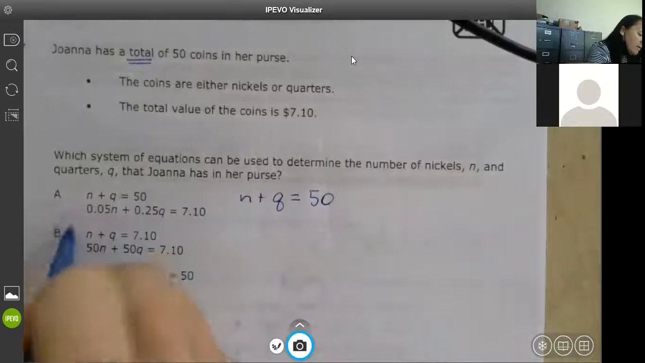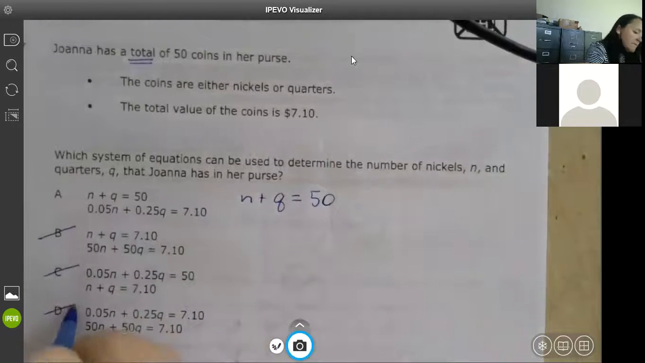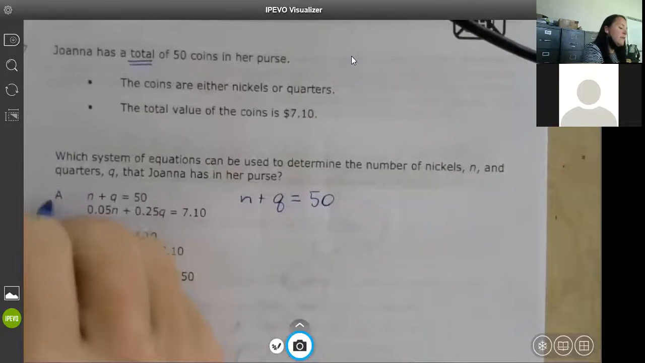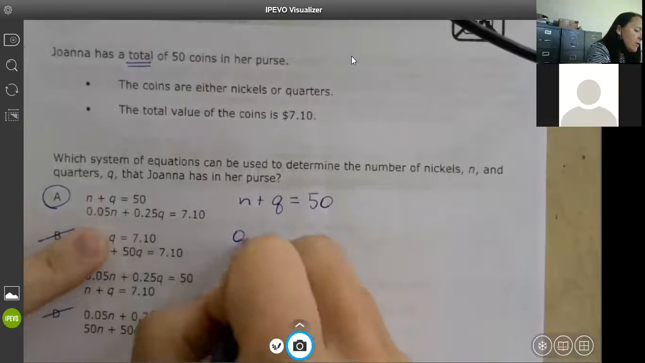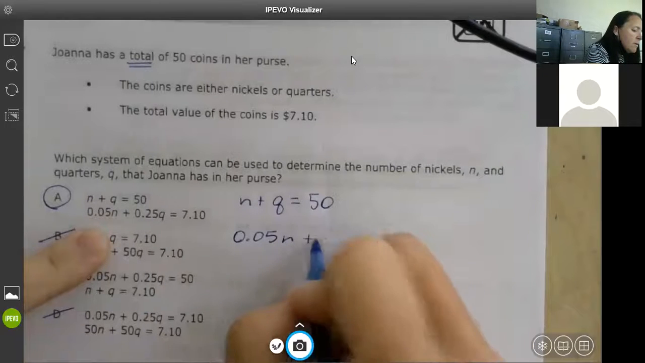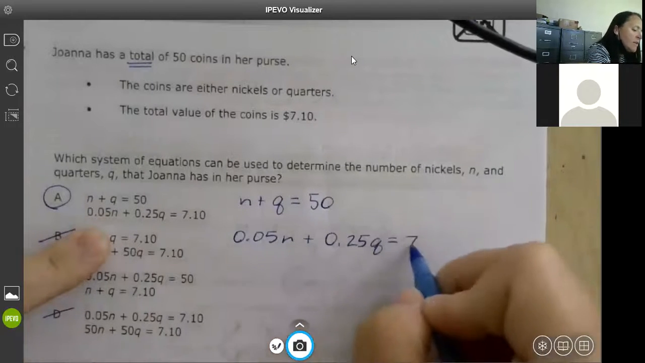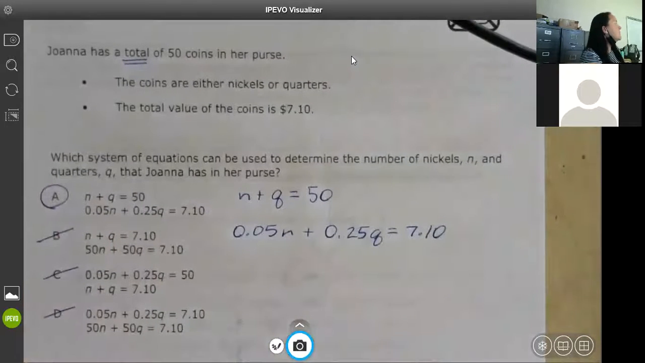So there's that one. This one doesn't have it. This one doesn't have it. And this one doesn't have it. Is that a hard problem? No. Where does the other equation come from? How much are nickels worth? 5 cents per nickel. Quarters are 25 cents. When we add that up, we get a total of $7.10. So the only thing you have to do is that first one. Okay, it's a really easy question. All right.